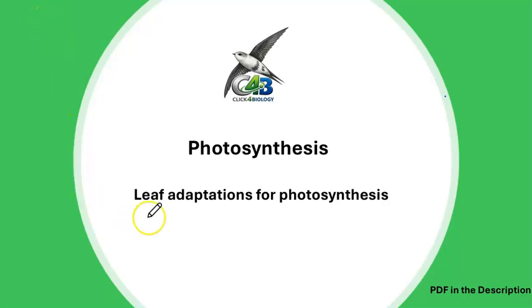We're going to be looking at how the leaf is adapted for photosynthesis, which is to say, how is the leaf structure specialized to allow photosynthesis to occur efficiently.